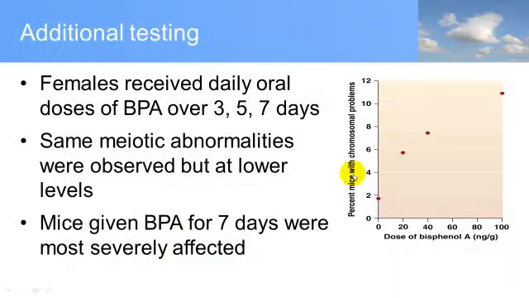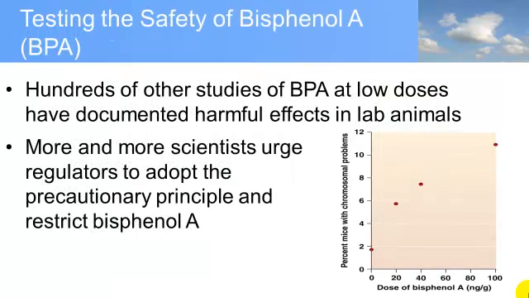Additional testing where they gave female mice oral doses of BPA over 3, 5, and 7 days showed the same abnormalities at lower levels. Mice given BPA for 7 days were the most severely affected. Hundreds of other studies of low dosages of BPA have documented harmful effects in other lab animals. So more and more scientists are urging that regulators adopt the precautionary principle to restrict bisphenol A.